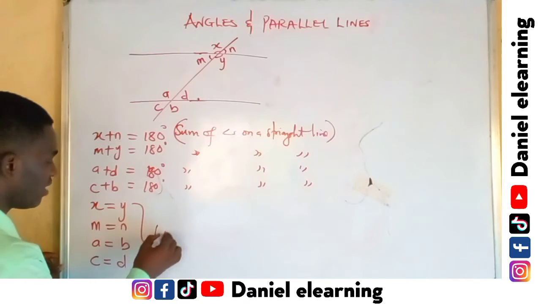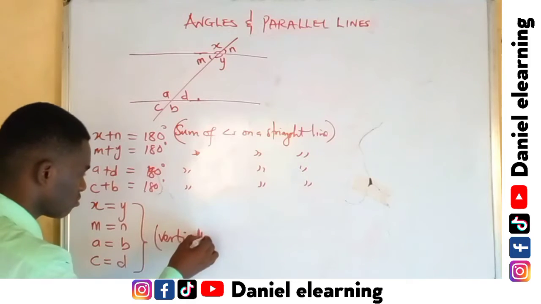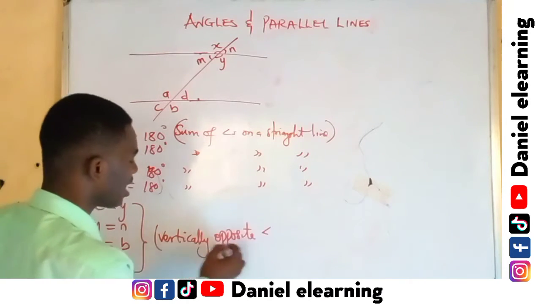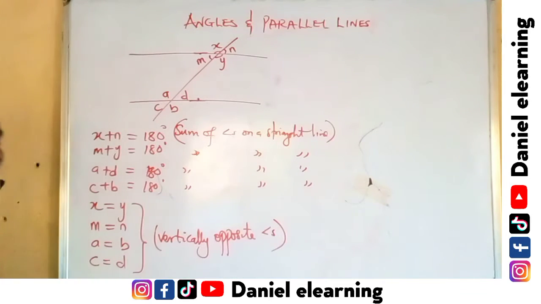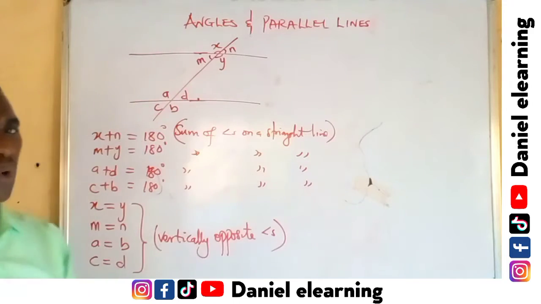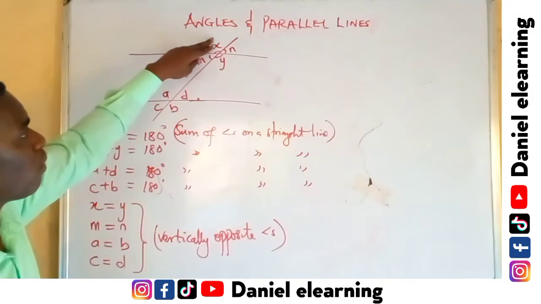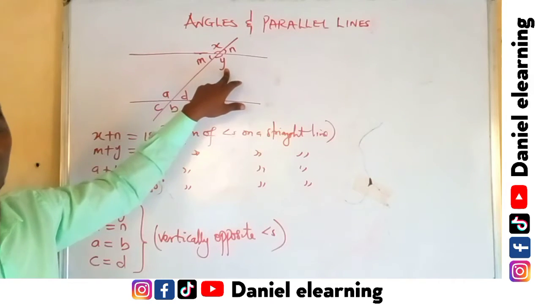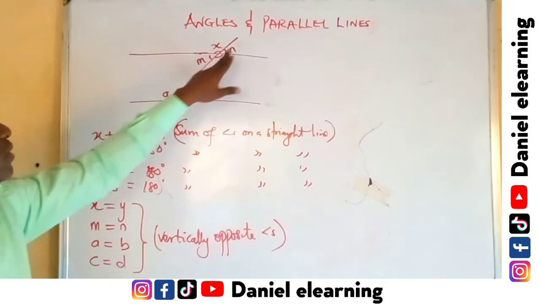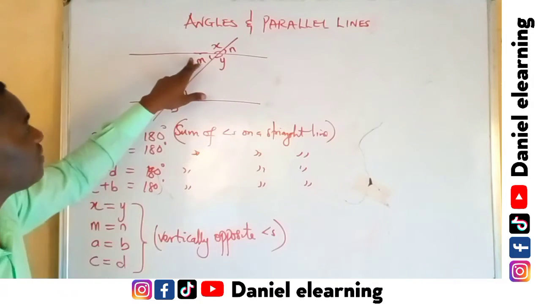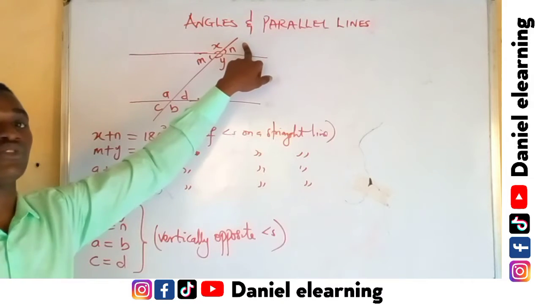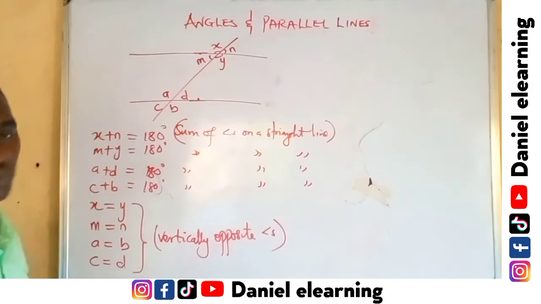So all these you see are called vertically opposite angles. And vertically opposite angles are equal. That simply means if I have 20 for x, then y will also give me 20. m equals n simply means if I have 50 in place of m, then n is likely going to be also 50. So that's what it simply means.